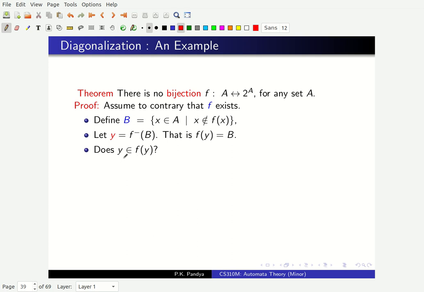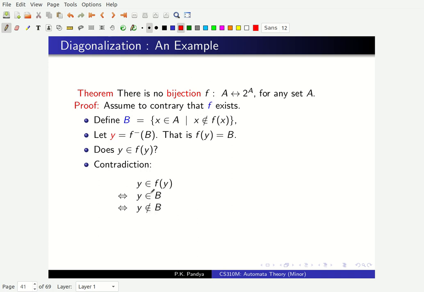Now we ask this question: does Y belong to F of Y? F of Y is a set. It is the same set as B, and we ask whether Y belongs to this set F of Y, that is, whether Y belongs to B or not. This is the question we ask. And if we try to analyze this question, we will find that whether the answer is yes or no, we will wind up in a contradiction, and that contradiction is very easy to see. The yes answer to this will lead to contradiction. No answer to this question will also lead to contradiction. So it is just not possible to answer this question. And because we cannot have any answer for this question, our assumption that F was a bijection is false.